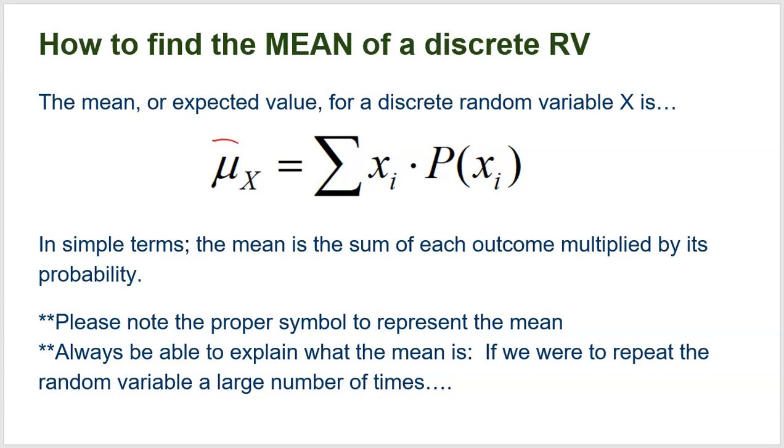It's very, very simple. First, notice the symbol we're going to use here. We'll use mu because this is a true mean over many, many trials. And we put the variable that we're talking about as a little subscript to kind of personalize it. Now, how do you do this? It's very simple. You take each outcome multiplied by its probability, and then you add them all together. It's that easy. Outcome times probability.